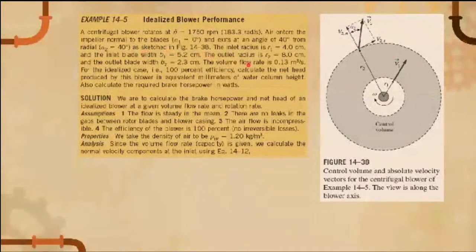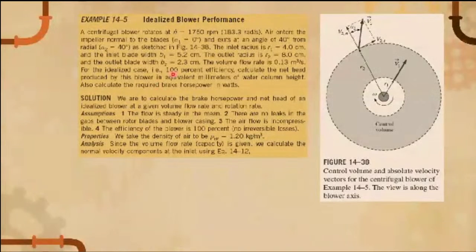So as sketched in this figure, the inlet radius R1 is 4 cm, and the inlet width B1 is 5.2 centimeter. The outlet radius R2 is 8 centimeter, and the outlet plate width is 2.3 centimeter, and the volumetric flow rate is 0.13 meter cube per second. Okay, so you have the ideal case, which is 100% efficiency.